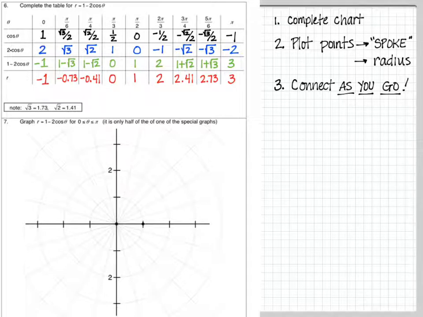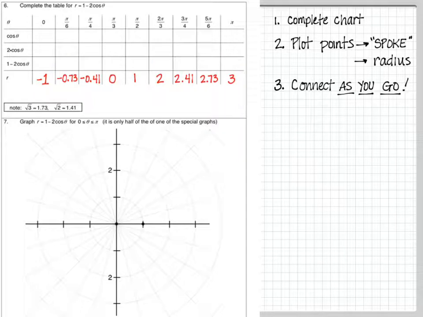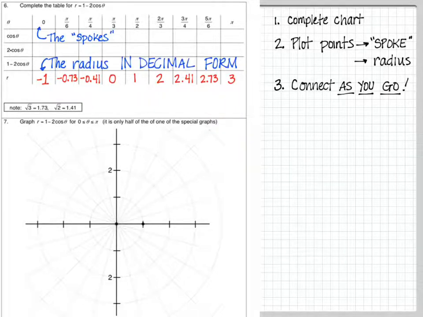And now for the graphing, we don't need this row in black. We don't need the row in blue, and we don't need the row in green. We only need to know the spokes and this decimal for the radius. So I'm just going to look at those, and remember we're saying those are the spokes and those are the radius in decimal form. So we're going to be plotting those down here in the coordinate plane.